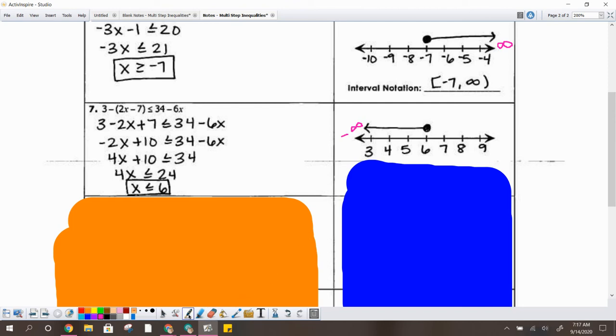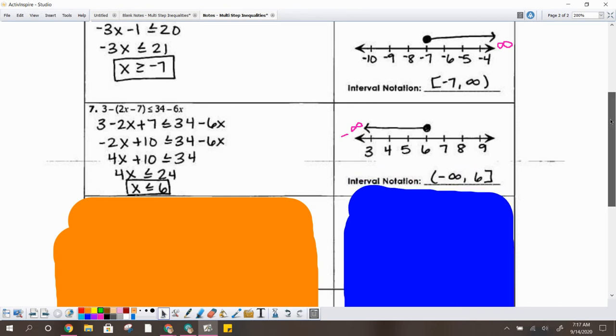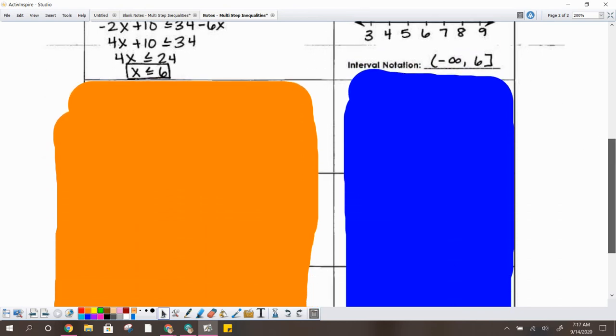And then for our interval notation, we have parentheses on negative infinity, comma, 6, and then a bracket because it is a closed circle. All right, number 8.